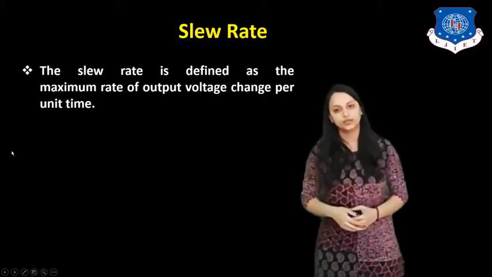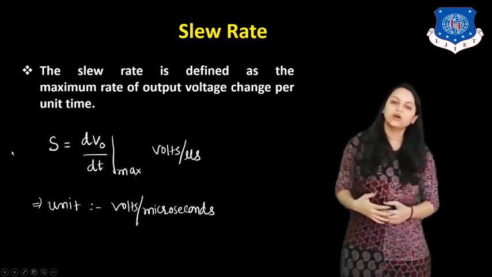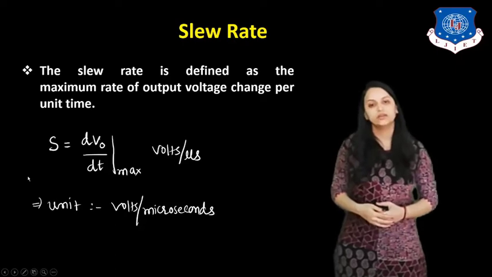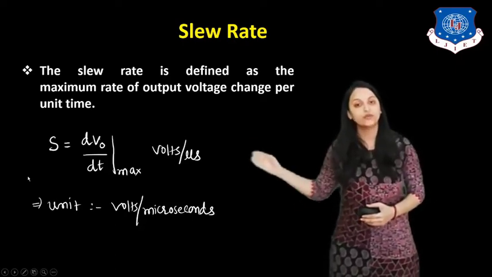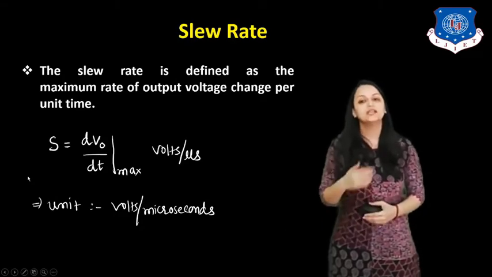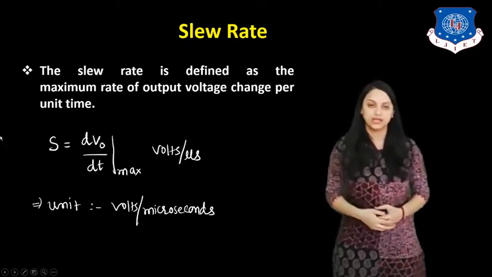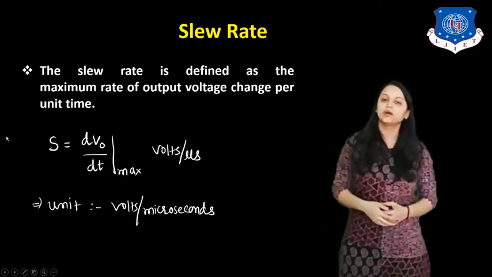So we need to observe these parameters with respect to time and we need to observe this behavior, that is called slew rate. If you want to represent it mathematically, we can represent it like this: S equals dVO by dt for maximum condition, and its unit is volts per microsecond. This unit must be remembered.